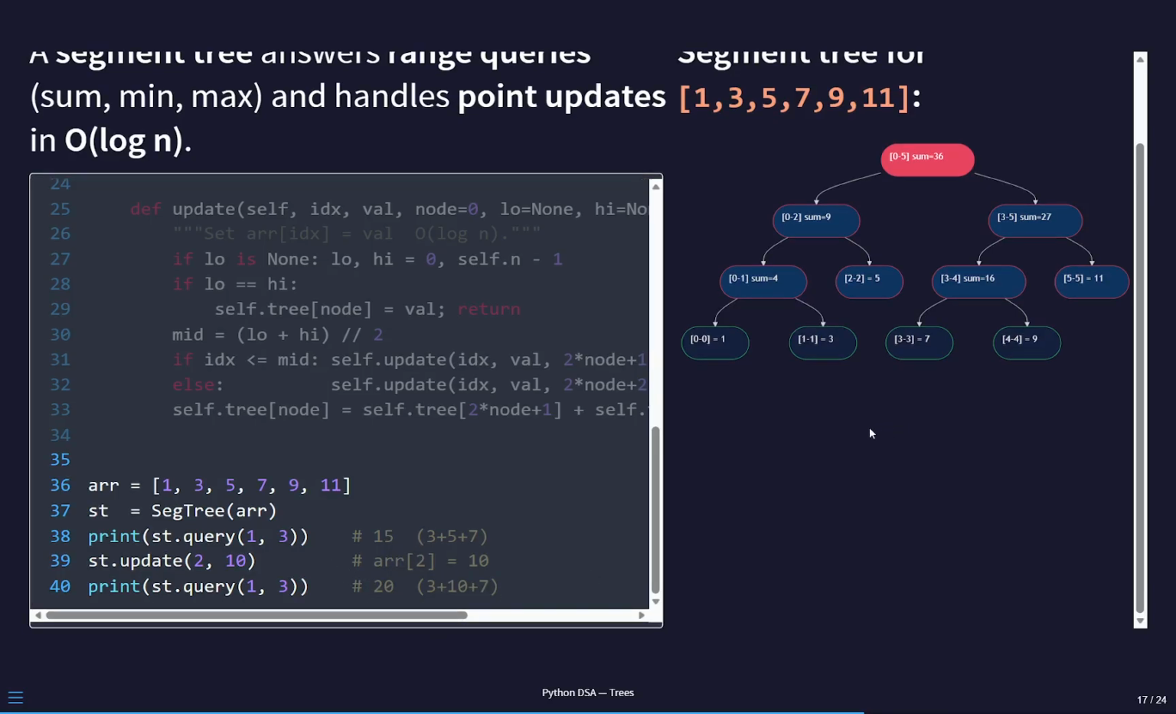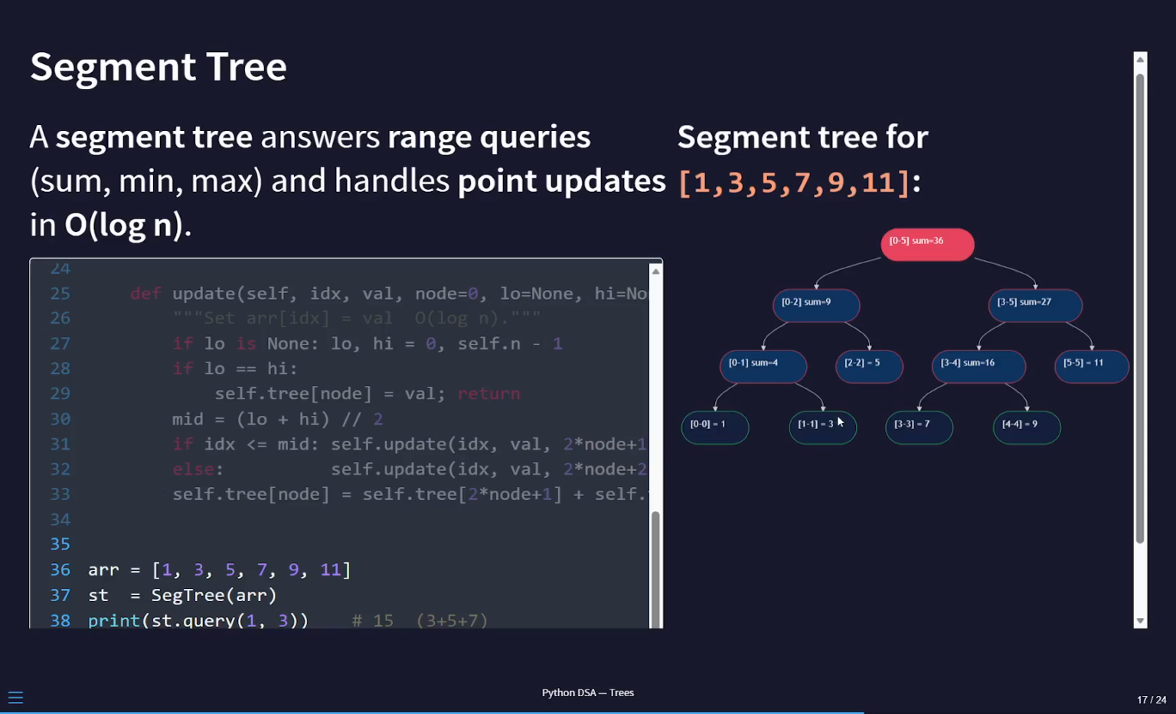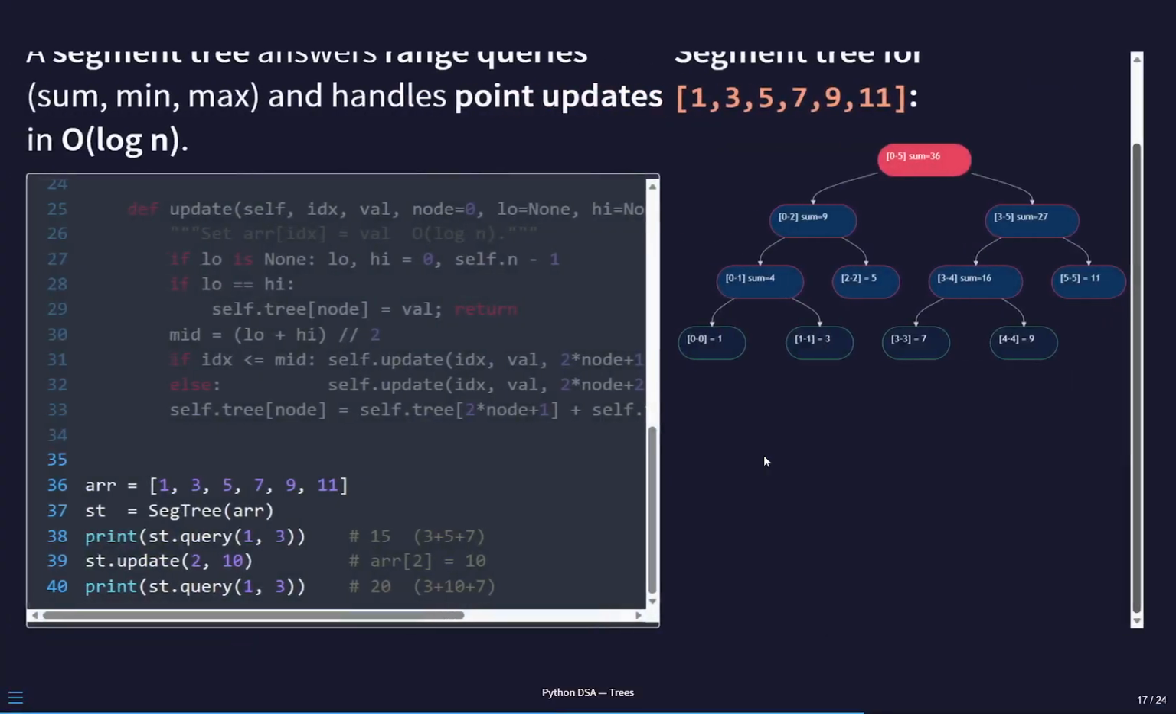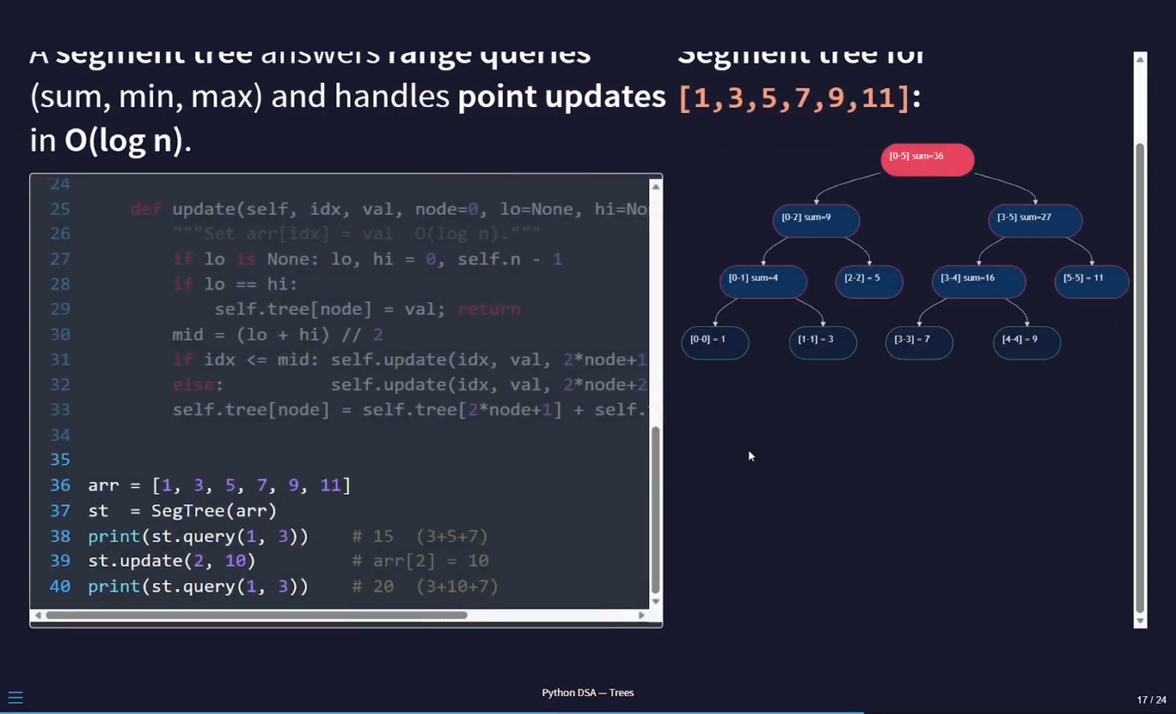The tree diagram maps every internal node to its range and its current sum. The root covers 0 to 5 with sum 36. Left child covers 0 to 2 with sum 9. Right child covers 3 to 5 with sum 27. The leaves hold the individual values. A single update percolates changes upward through exactly the ancestors of the modified leaf.